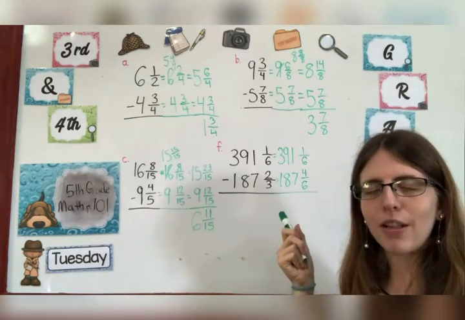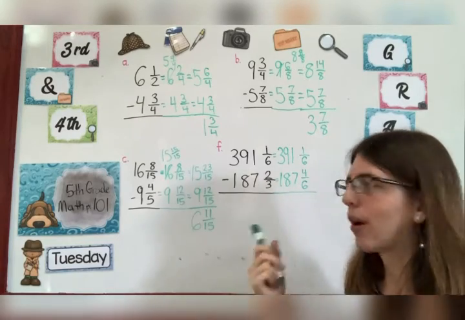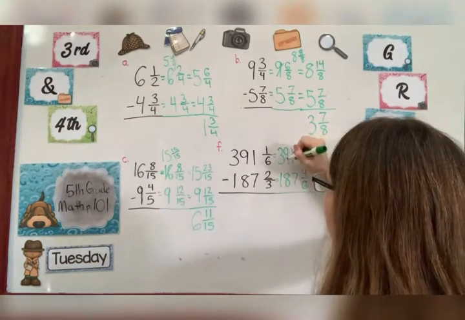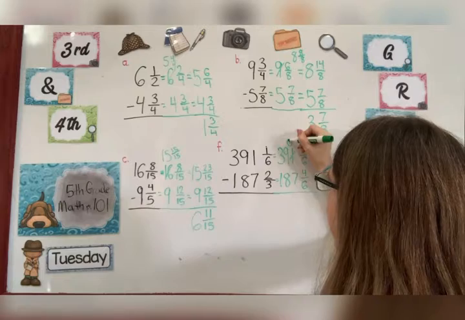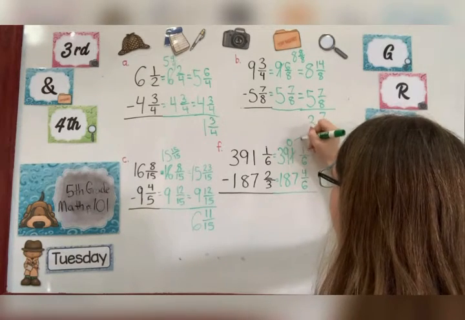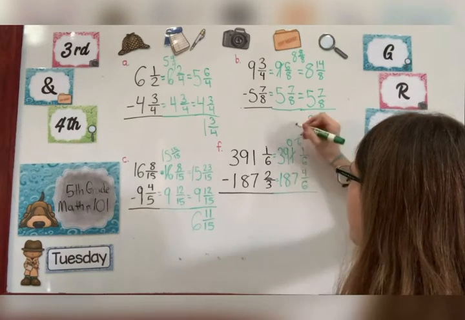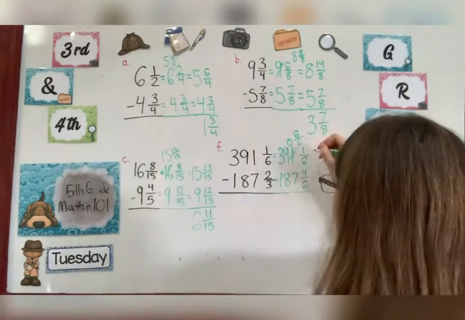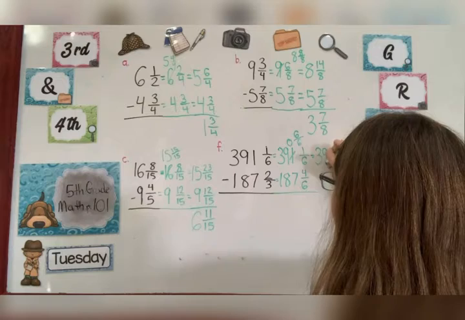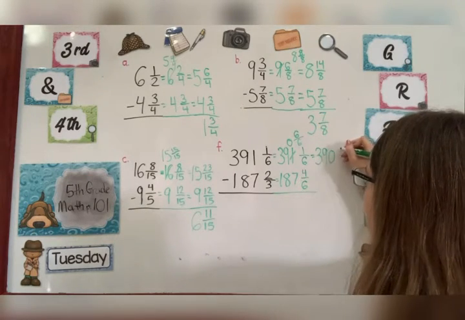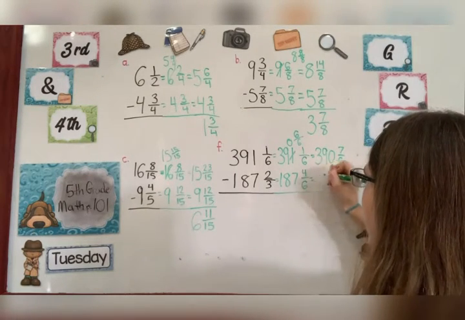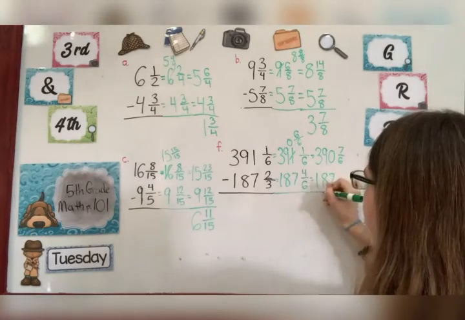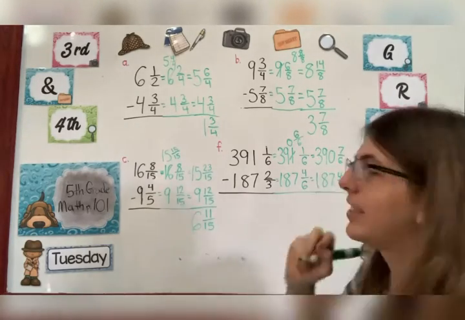Uh-oh, smaller on the top than it is on the bottom, so I gotta borrow. I'm gonna borrow from my 391, it becomes 390. That one that I borrow, its denominator needs to match, so it needs to be 6. So the numerator also needs to be 6. So I'm left with 390. 6/6 plus 1/6 is 7/6 equals 187 and 4/6.